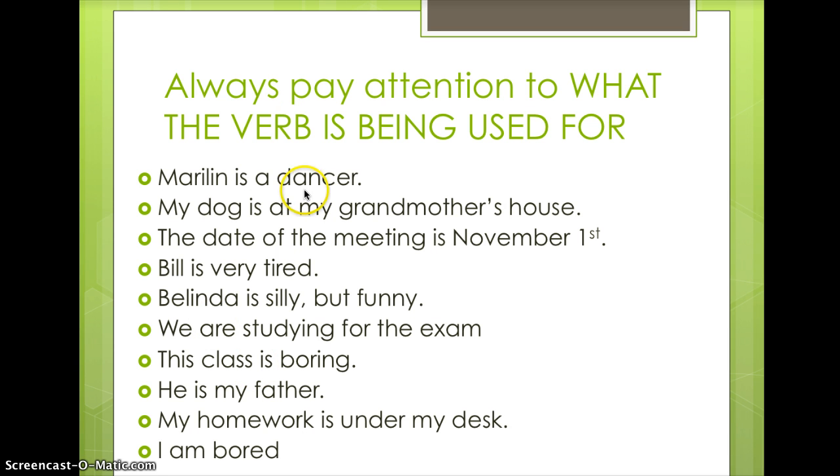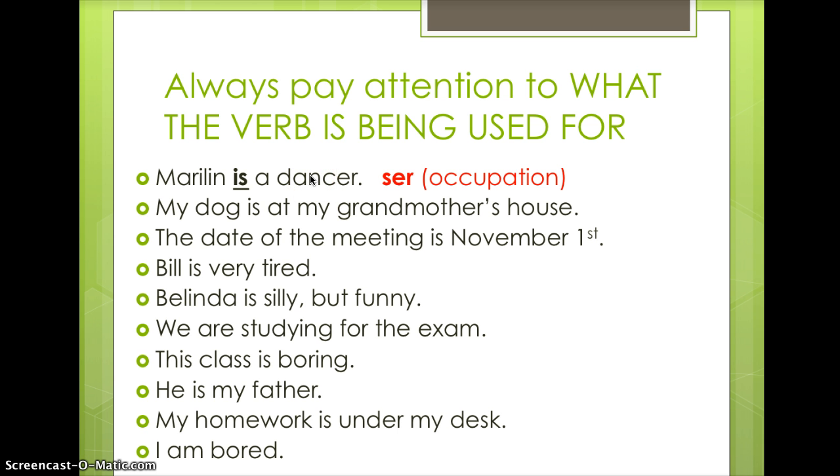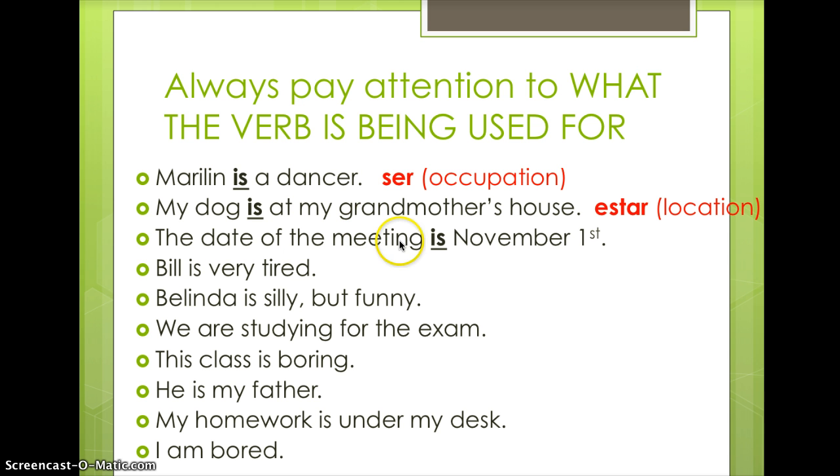So I see dancer here, so I'm going to hit next and show you what the verb is that I'm talking about. Marilyn is a dancer. So is being used to describe that Marilyn is a dancer. That's an occupation, so I would use ser. My dog is at my grandmother's house, which means I'm using is to tell you the location of my dog. And the meeting is November 1st, which means I'm telling you the date of the meeting. So that would be ser. Bill is very tired. I'm using is to tell you his current condition. So that would be estar.